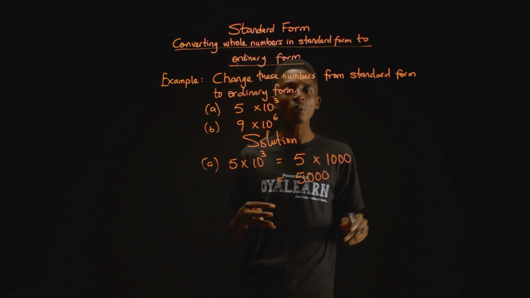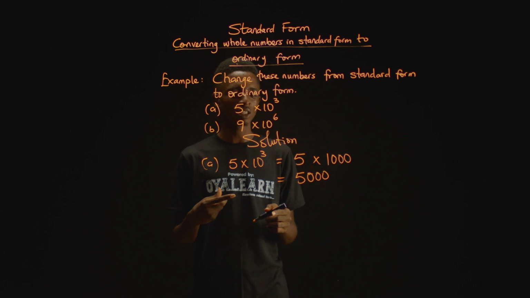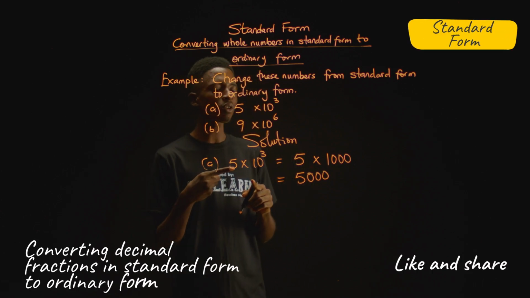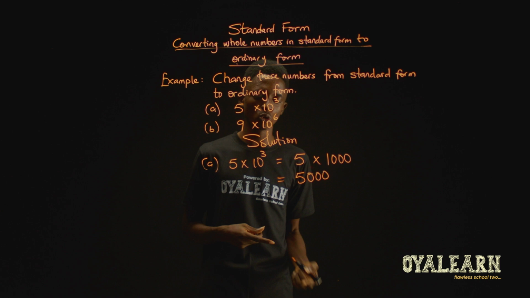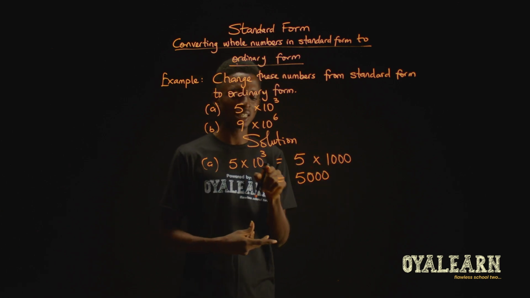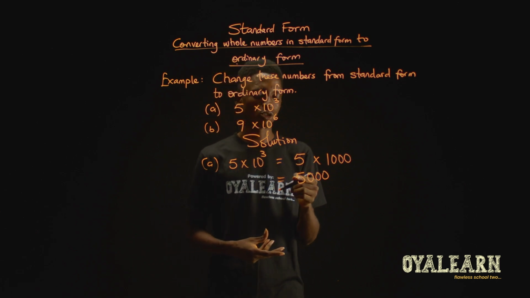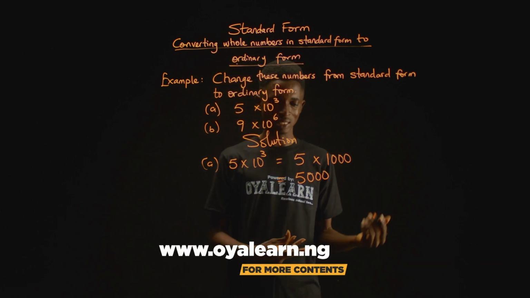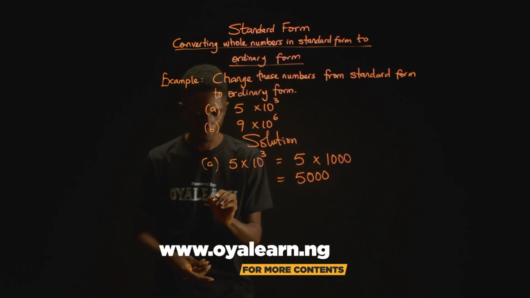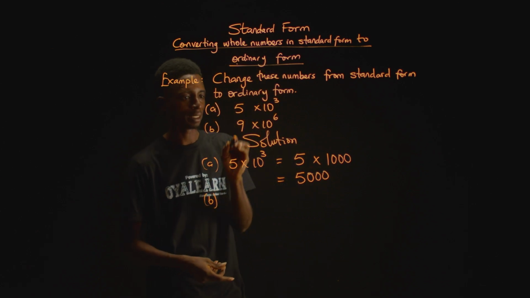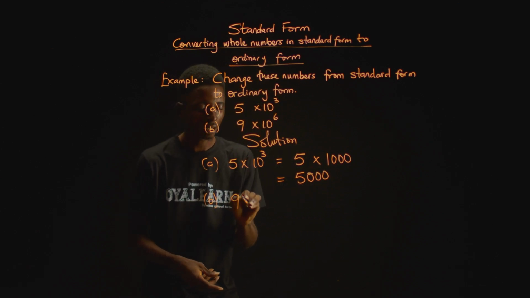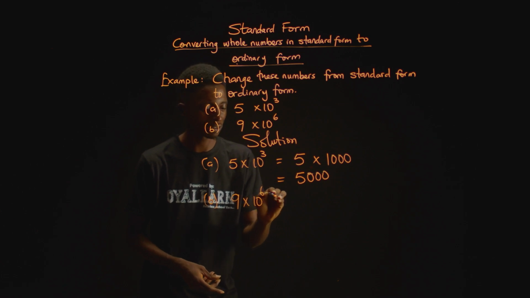5,000. Another way to look at this is that you write the number 5 and then you know that the number of digits that follow is 3 digits since the 10 carries a power of 3. And since there are no other numbers here, we replace those 3 digits with 0. So we have 5,000. Now for B, we have 9 multiplied by 10 with the power of 6.